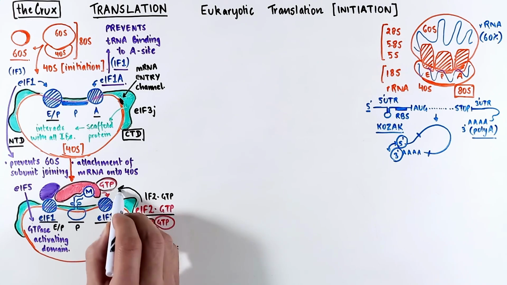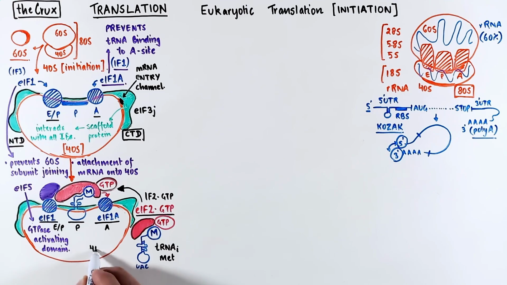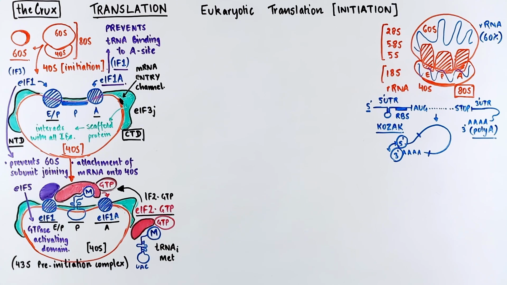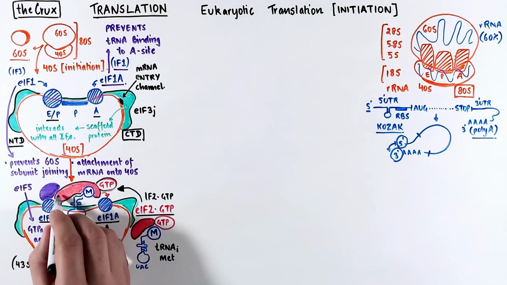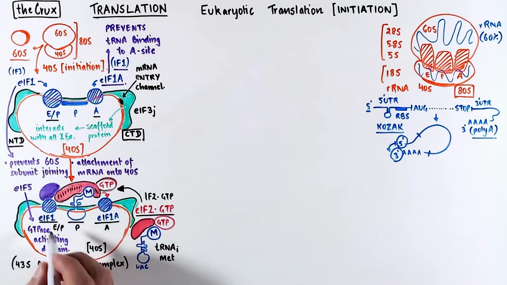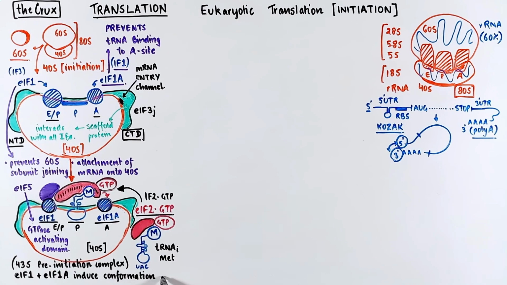So this 40S complex where all these initiation factors are bound along with the initiator tRNA, but there's no mRNA bound yet, is called the 43S pre-initiation complex. And once this 43S pre-initiation complex is formed and the interaction between EIF2, EIF1, and EIF1A is stabilized, the EIF1 and EIF1A cause a structural change in the 40S subunit, such that the mRNA entry channel now opens up, which means that this mRNA is ready to be bound onto the 43S complex.